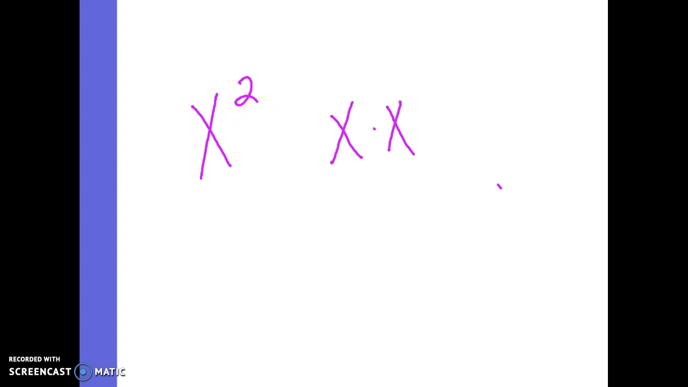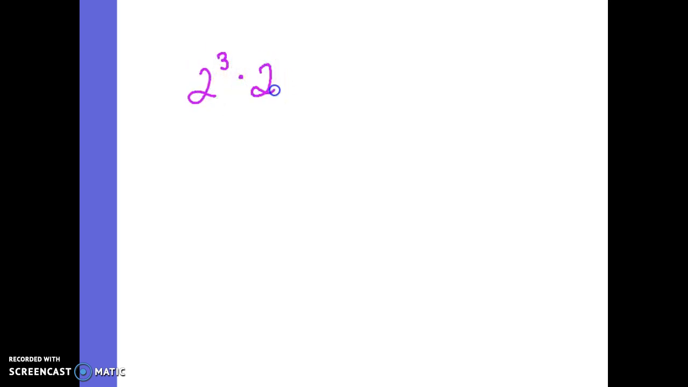What we're going to learn today is that we can take exponents, say 2 to the third power multiplied by 2 to the second power. 2 to the third is 2 times 2 times 2, and I'm multiplying it by 2 squared, another 2 times 2. That's equivalent to 2 to the fifth power.